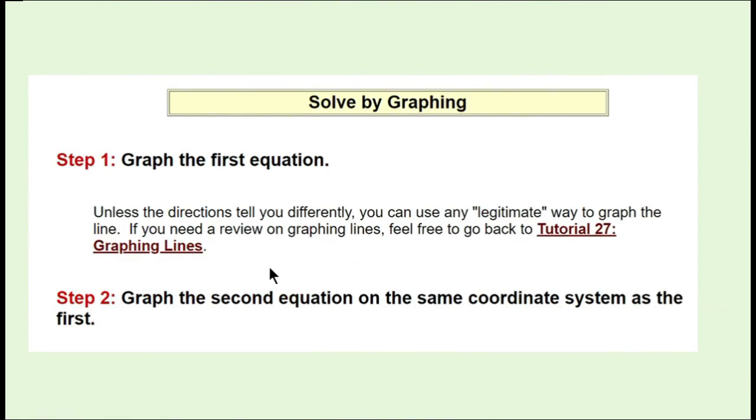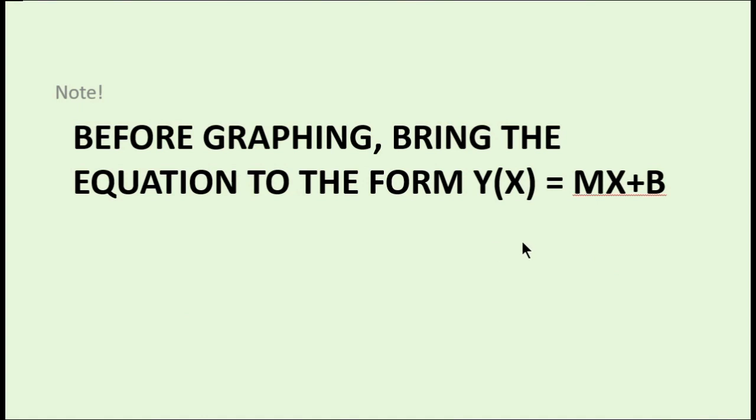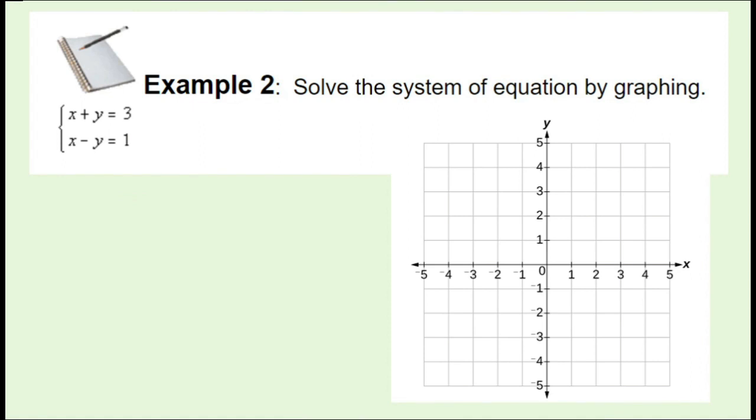So let's talk about solving by graphing. We graph the first equation and then graph the second equation. After that, we find the solution by looking at the point where two equations intersect. But before we graph, we must bring two equations into the form y is equal to mx plus b in order to make it easy for us to graph. Now let's see an example. Here you have x plus y is equal to 3. Now let's bring this to the form y is equal to mx plus b. Leave y alone, throw x to the other side. Y is equal to negative x plus 3. And let's graph it right now.